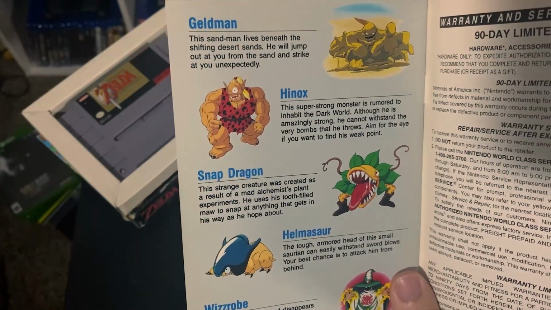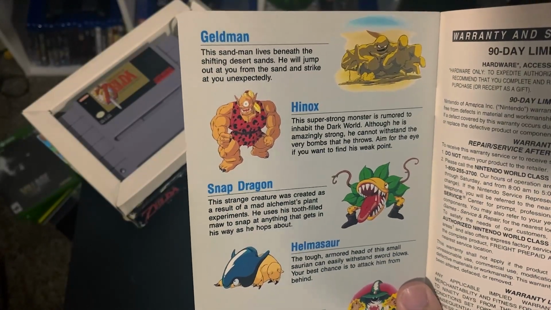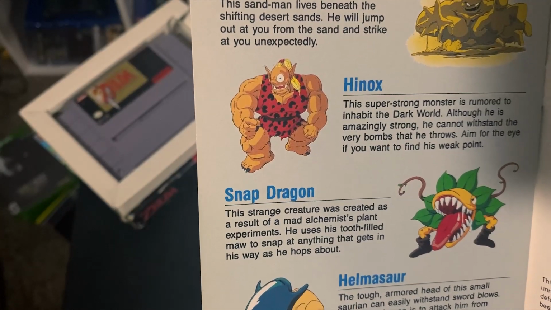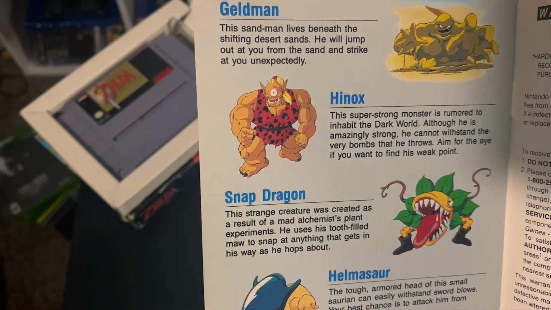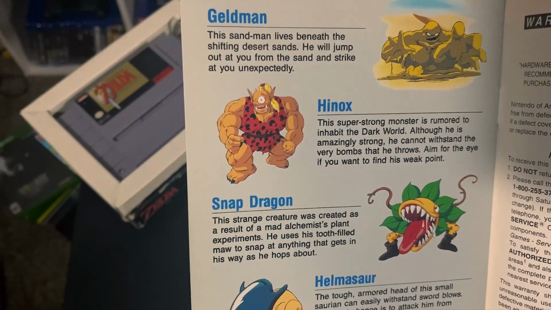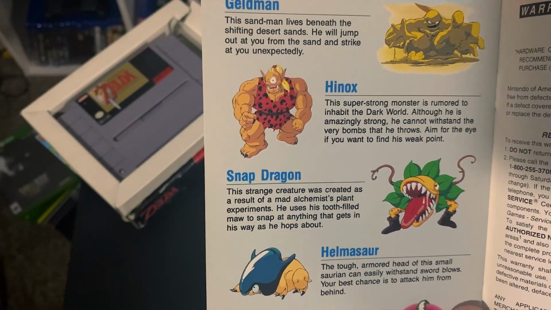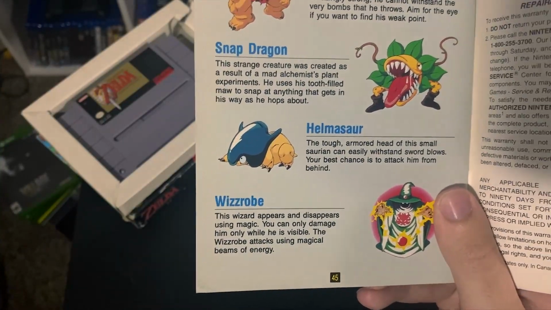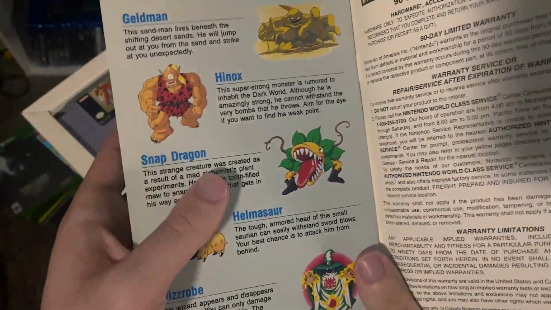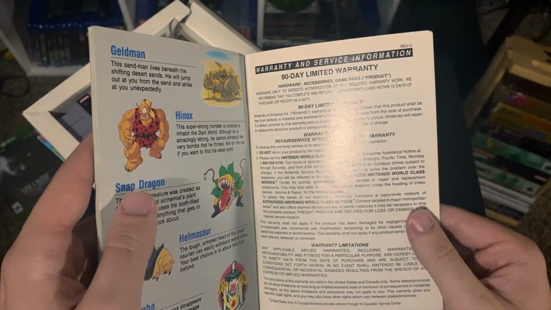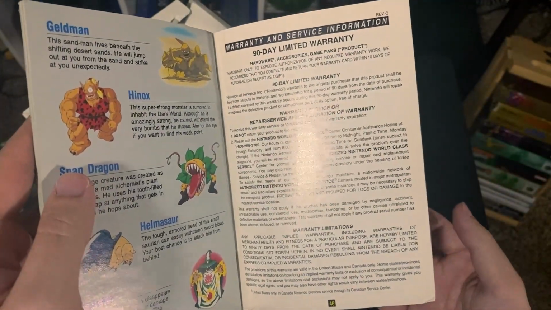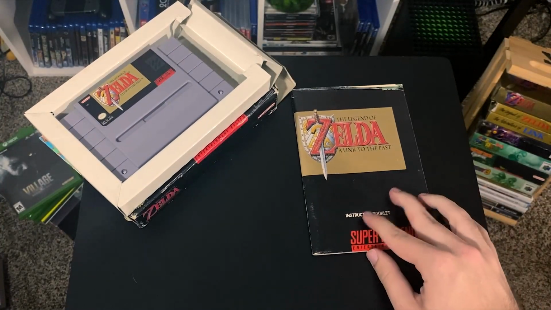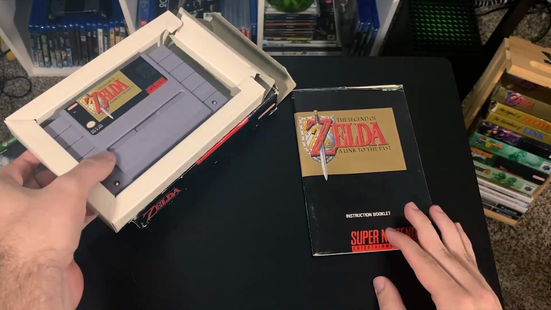And then of course we have the Hinox, which you may recognize a little bit differently, a little bit more muscular in this version, but the Hinox, of course, did reappear in Breath of the Wild. They're a little bit chubbier in those versions, but, you know. Then you have the Snapdragon, the Helmasaur, and the Wizrobe, all of which are recurring characters in the Zelda series. And then, of course, the warranty and service information. And with that, that is the Legend of Zelda, A Link to the Past.